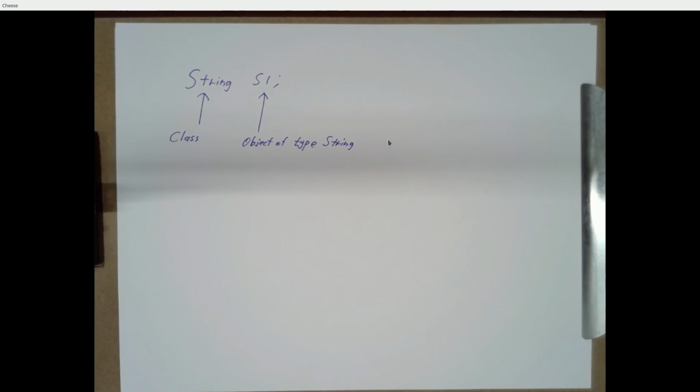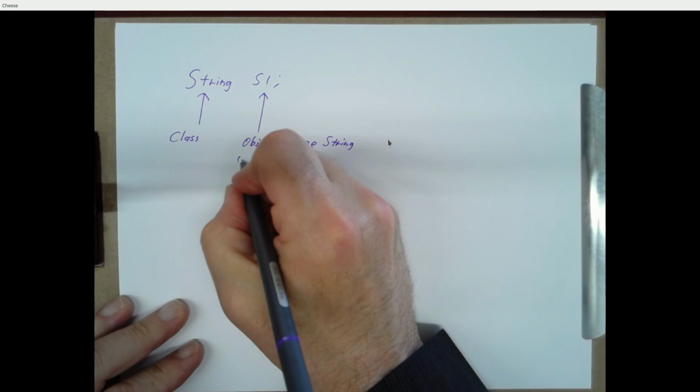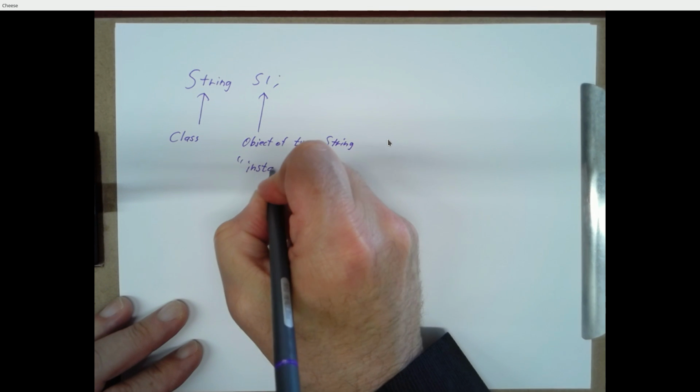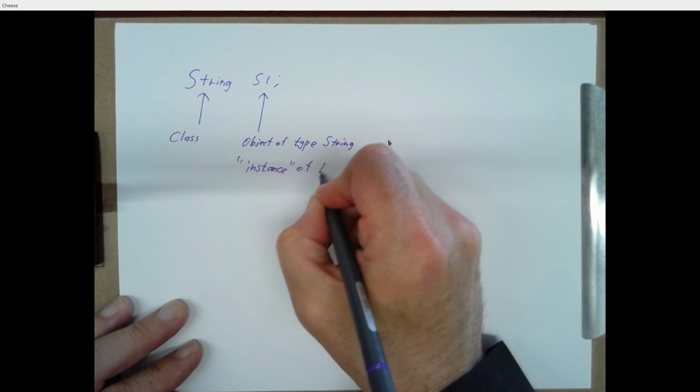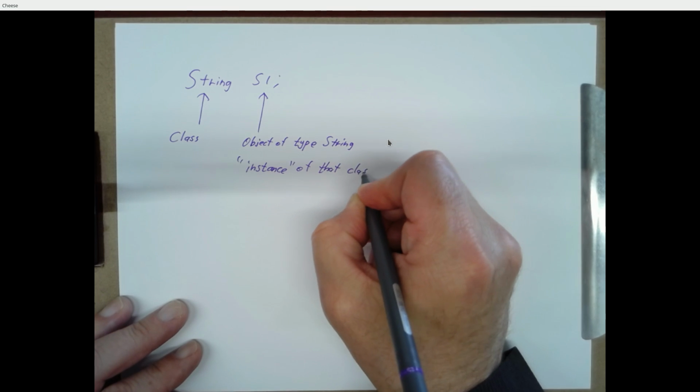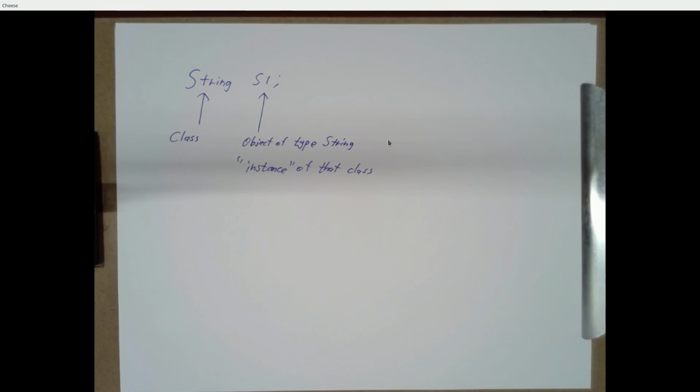So string is the name of a class. S1 is the name of an object of type string. It's also called an instance of that class. So in some ways, classes are kind of like blueprints. String is a blueprint for an object of type class, but it's not an object in itself. Okay, S1 is an object of type string. It's been made from that blueprint.